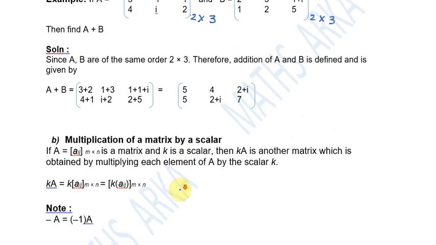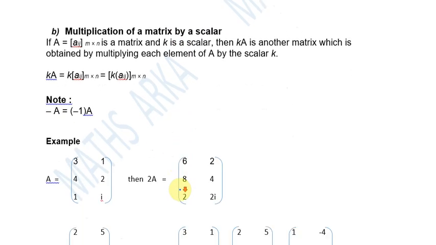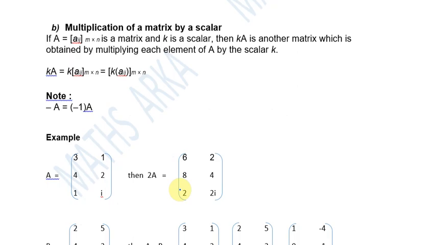Now the second operation is multiplication of a matrix by a scalar. How do we do multiplication of a matrix by a scalar? So A is one of the matrices and K is the scalar. Just remember that it is a scalar that is written. Don't confuse it with the scalar matrix. It is just a scalar. A scalar means a number. A number may be real, may be complex. So if we just multiply a matrix with one number, how do we do that? That is what this section talks about.